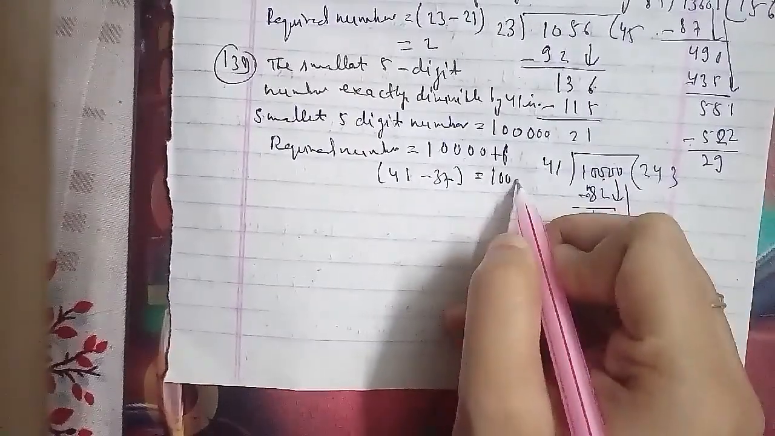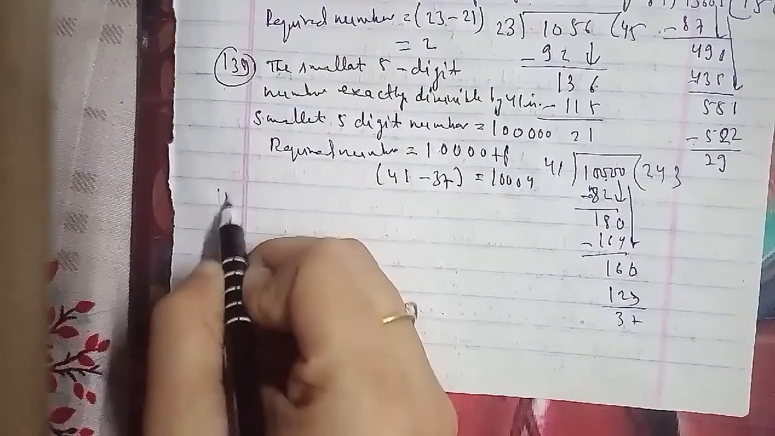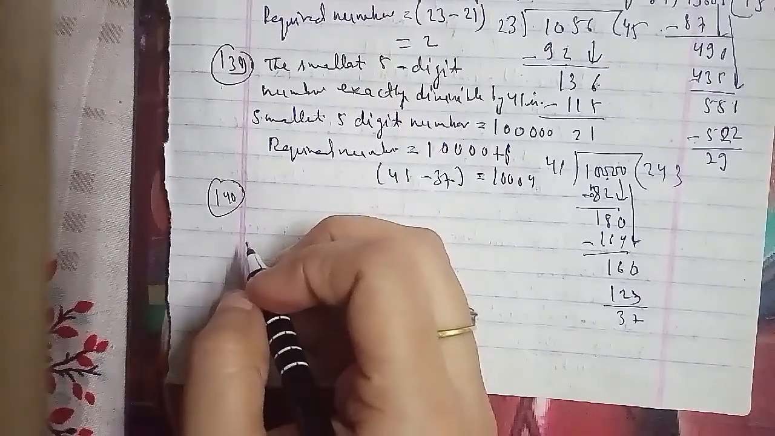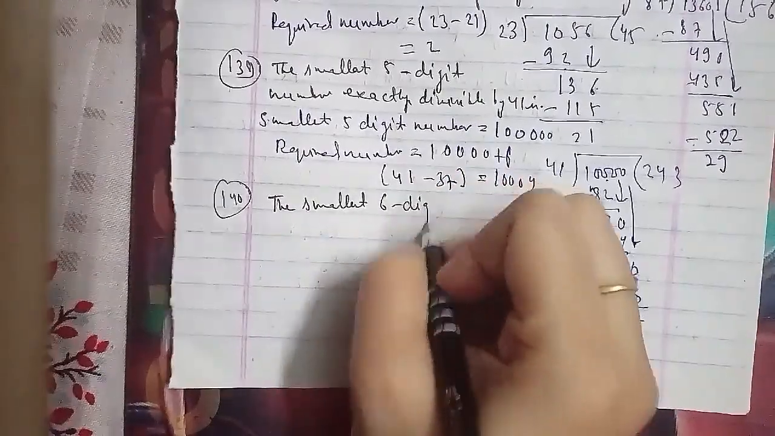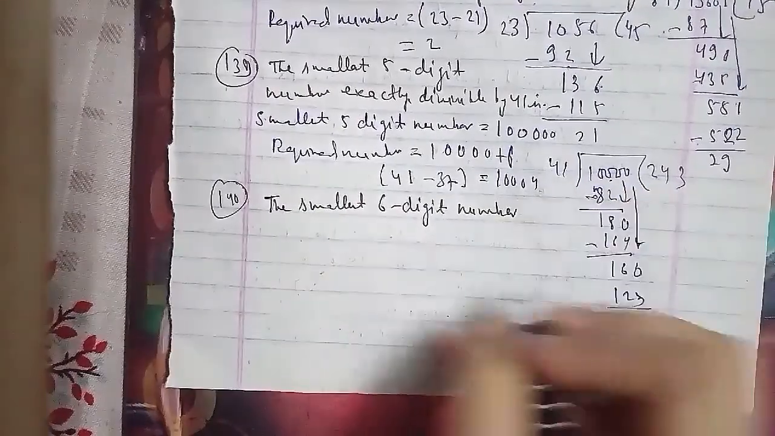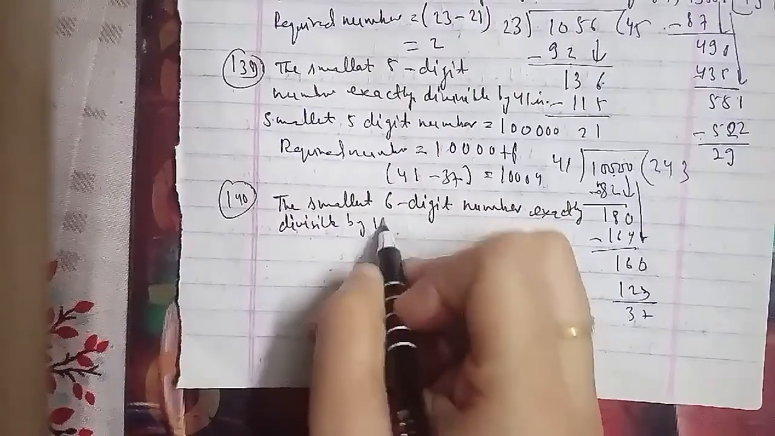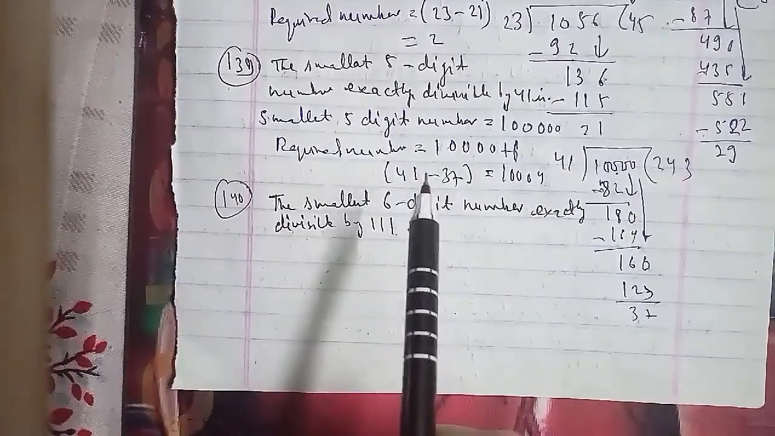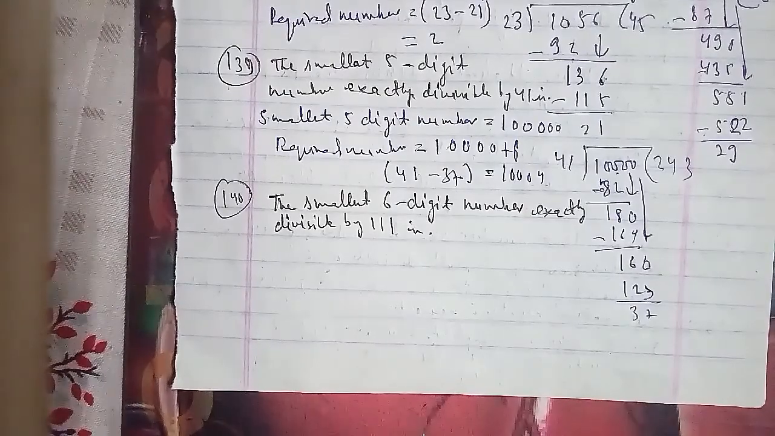The smallest 6-digit number equals 100000. Here we divide by 111 when we divide 100000, that is 9 times, so it will be 999, minus, that is your 1, then 00. So the 2 zeros have been processed here, so that is 900. Here the required number equals 100000 plus 111 minus 100, and that is 100011.